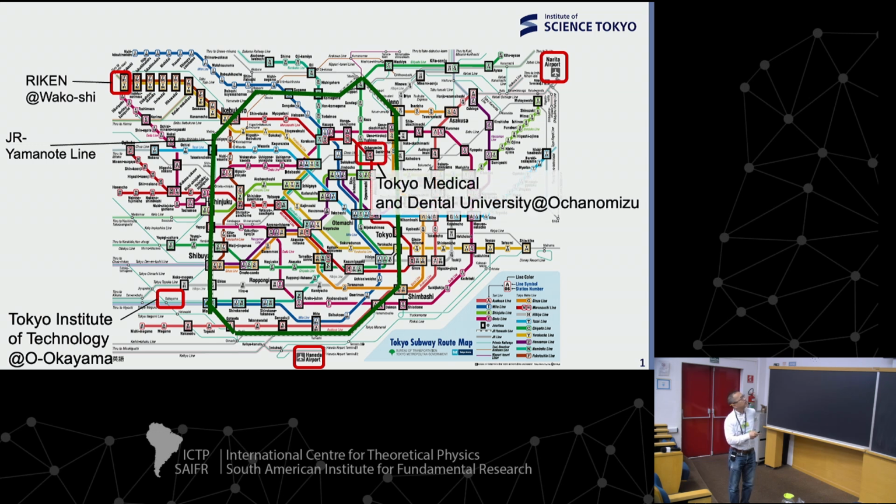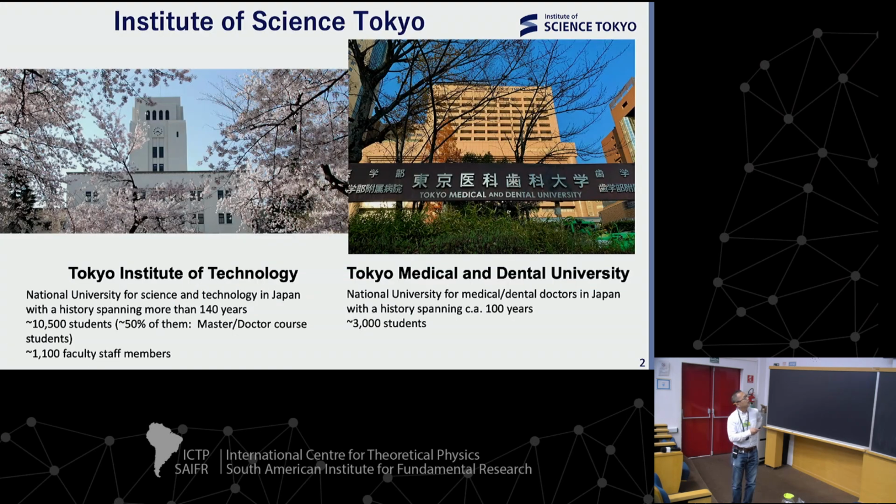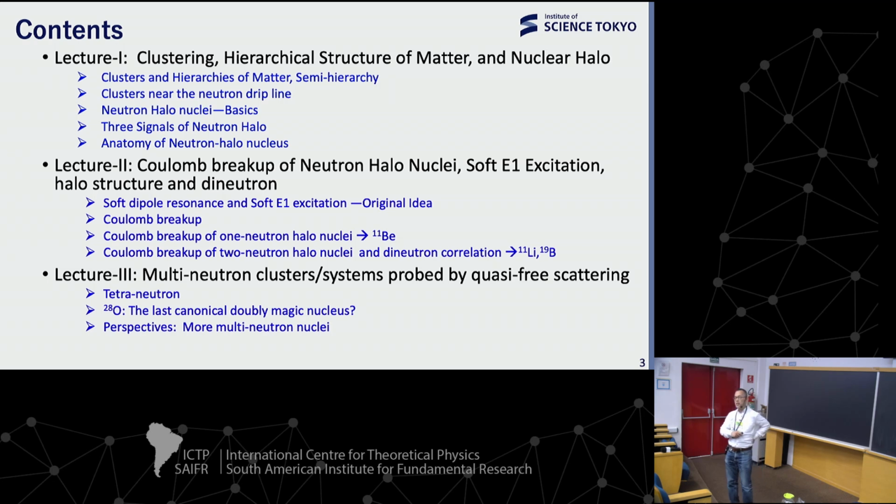But recently, our institute was merged with Tokyo Medical and Dental University here. So that now, since last October, we are called the Institute of Science Tokyo. Okay? And so if you come to our campus in April, you can see these beautiful cherry blossoms. And well, this is the other side, Tokyo Medical and Dental University, and then this was merged like this.